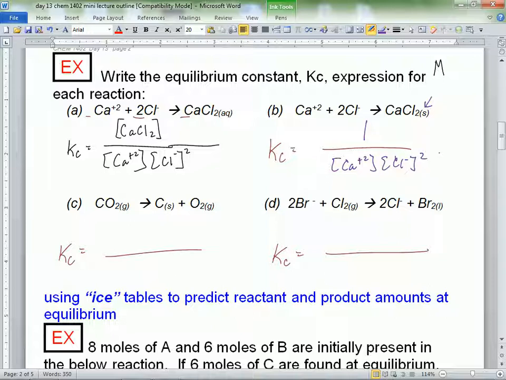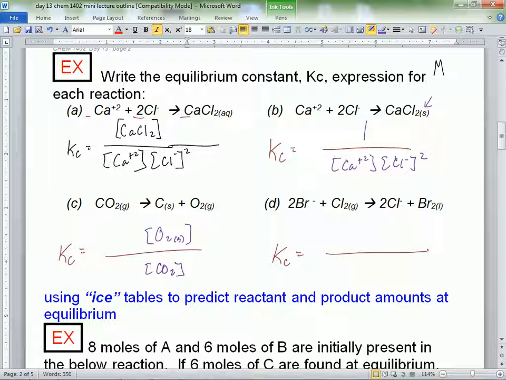How about C? What did you write for C? And O2 has to be in brackets. You can do a couple things here. You can write the little g if you want, but a lot of people don't. You can write the 1 if you want, but a lot of people don't. And then on the bottom you put CO2 in brackets.